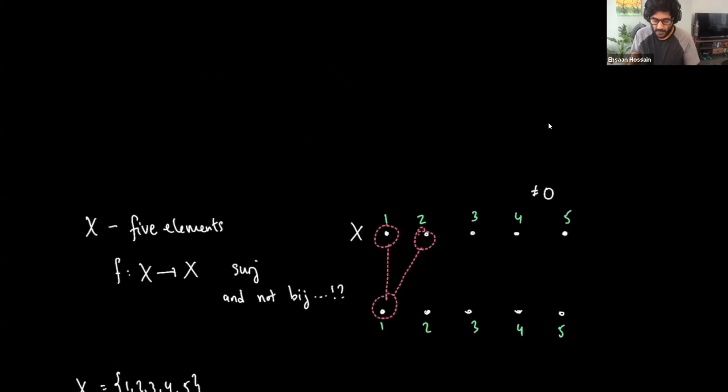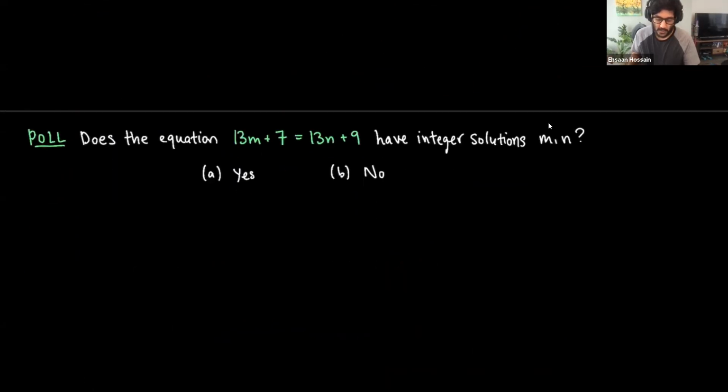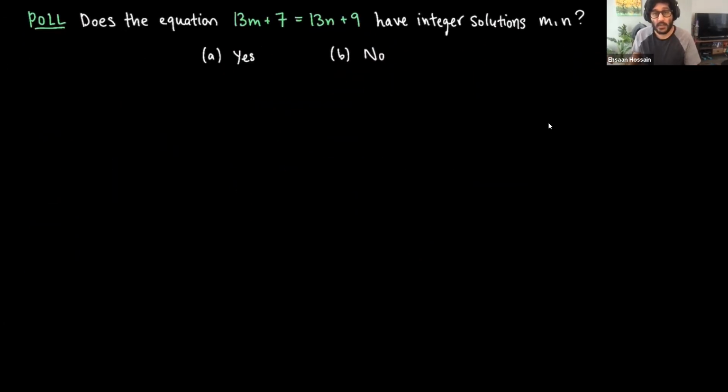To start us off, ignore this stuff. Here's a question for you that's kind of similar, but a simpler one. Does this equation, 13m plus 7 equals 13n plus 9, have any integer solutions? Let me pop up that poll for us. Yes or no? And of course, you have to justify your answer.